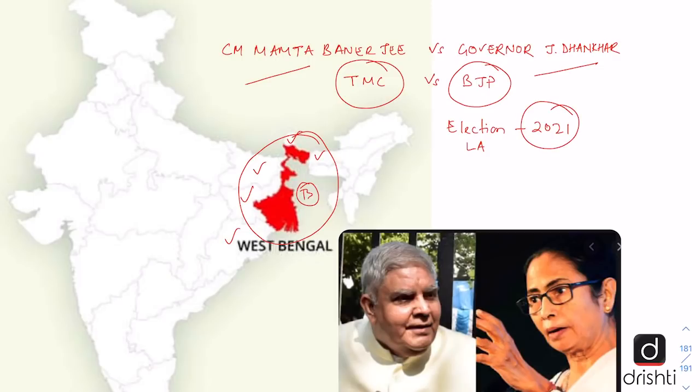And this is not the first time we are seeing a governor playing a more political role in a state ruled by a party which is not part of the ruling combination at the Centre, as the governor has a dual role. The governor is the constitutional head of the state and also the agent of the Centre in the state. So after this background, let us understand the key points of the editorial.